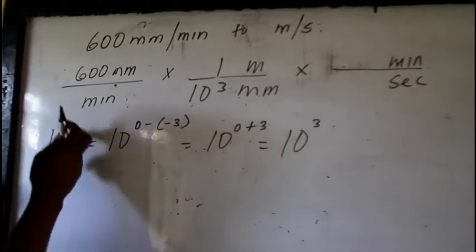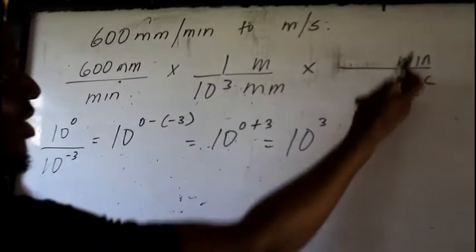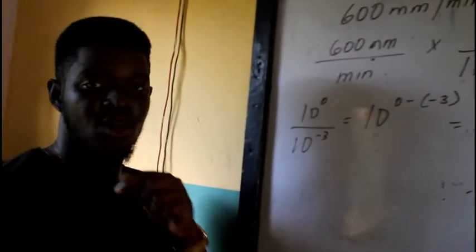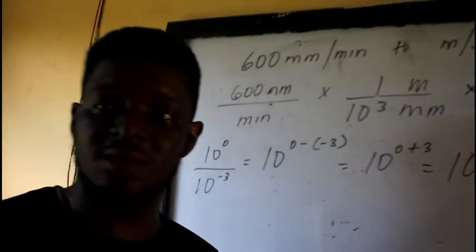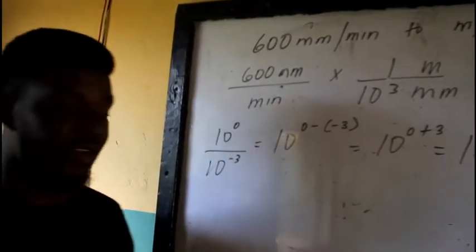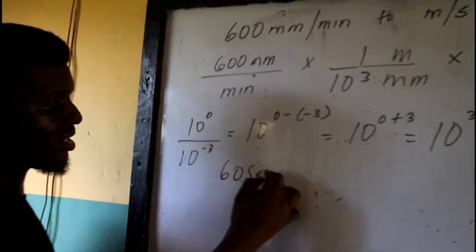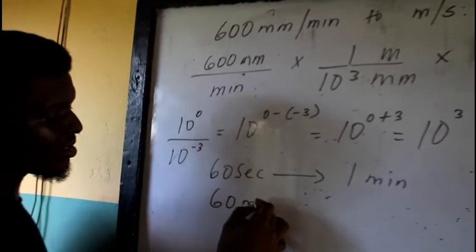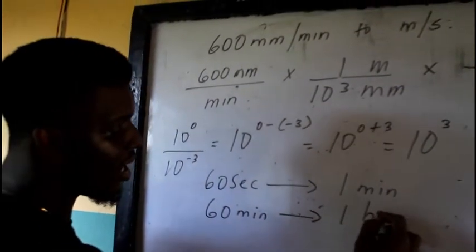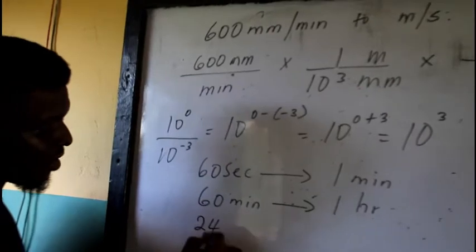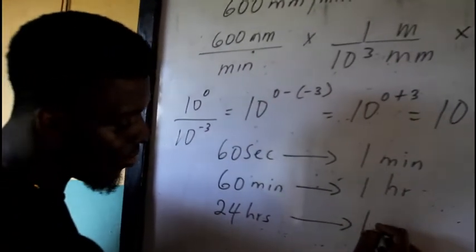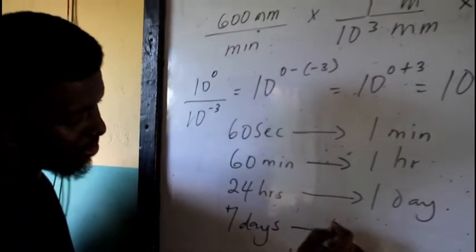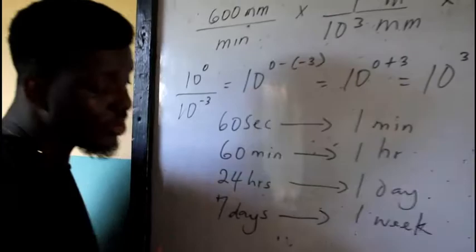What do you have next? Now, minutes. You have minutes and seconds. I will take you back to what our teachers made us memorize. We have 60 seconds. Let me take you there. 60 seconds make 1 minute. 60 minutes make 1 hour. We have 24 hours make 1 day. We have 7 days make 1 week, and so on and so forth.